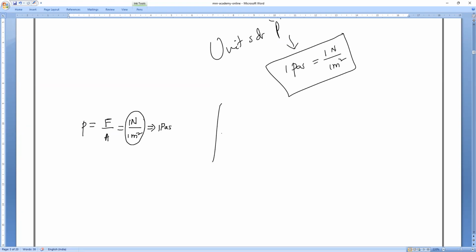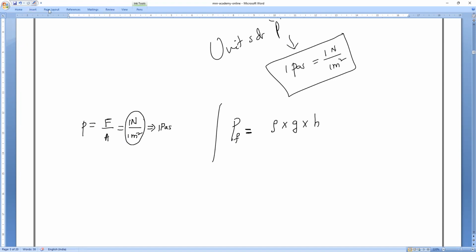But what about the fluid pressure? Let us verify. What is the formula for fluid pressure, everybody? Make attention. What is the formula for fluid pressure? Rho into g into h. Okay, rho g h.